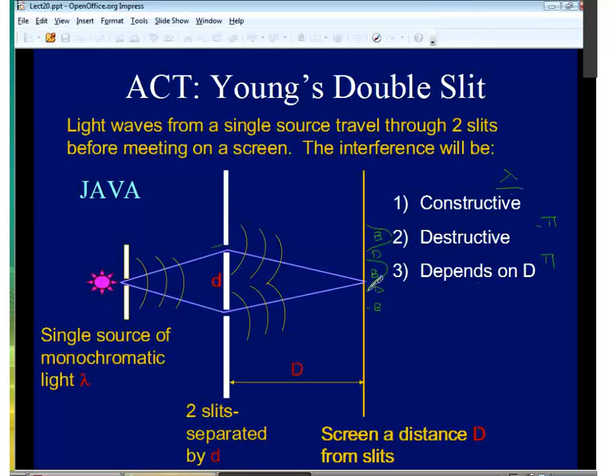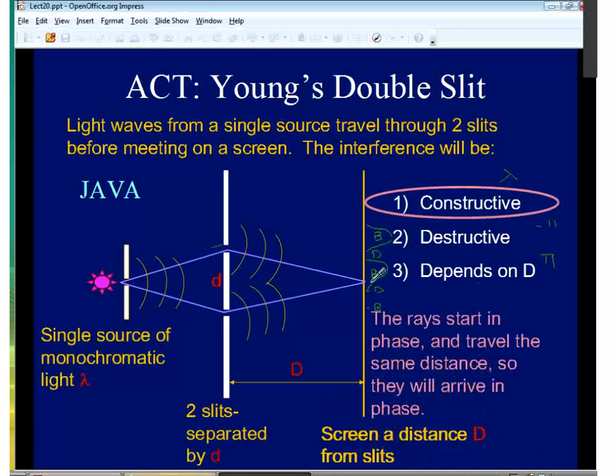At the center, there is going to be no path difference. So at the center, it is going to be constructive interference. At the center, the rays start in phase, travel the same distance, so they arrive in phase. Constructive interference. This question is for this particular point only.